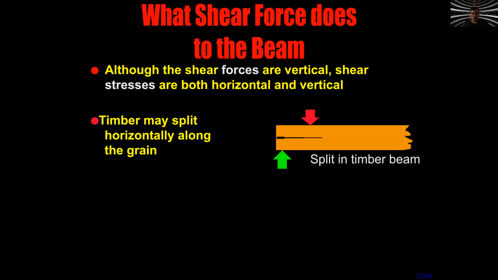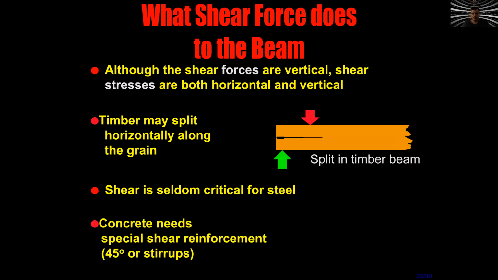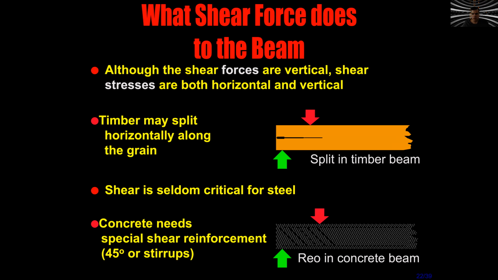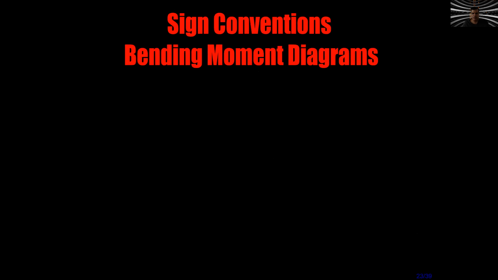Well, when we speak about shear, if we are speaking about timber, like wood, the kind of split can be something like horizontal. Shear is not important normally for steel, it's seldom important and critical. And the concrete needs special shear reinforcement. What happens with the concrete is that we'll have some pieces of steel there, trying to put together the superior and the inferior pieces of steel in order to eliminate the possibility that they will separate.